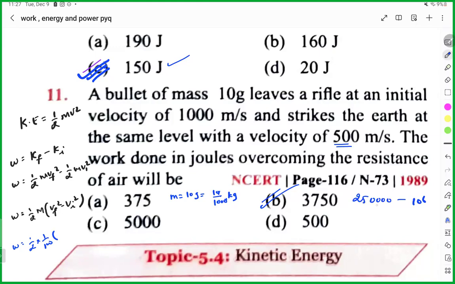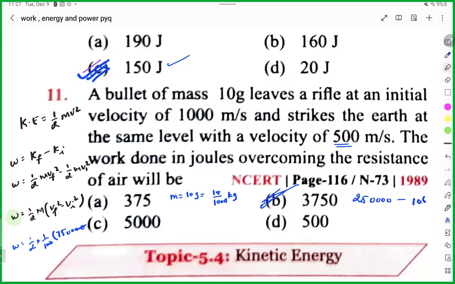This is 2.5 lakh, no? This is 10 lakh. So 7.5 lakh. Correct? 20 cancels. You will get the answer. Any doubt, guys? Does anybody have a doubt in this? Just put this formula.